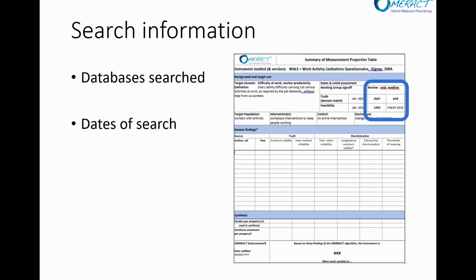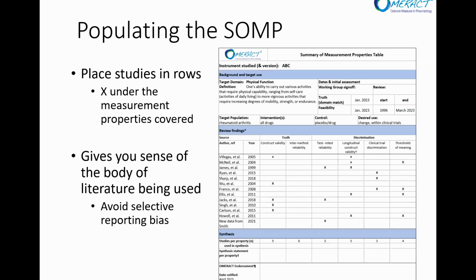So again, in the SOMP, there's a section up at the top where you can document which databases did you look at and what windows of time did you search, so that it'll be easy to pick up and update this at a future date. And then you begin to populate your SOMP. So place the studies in the rows, and those studies, if there's 10 studies, then that should match the final box on your PRISMA statement about how many studies were found that included evidence.